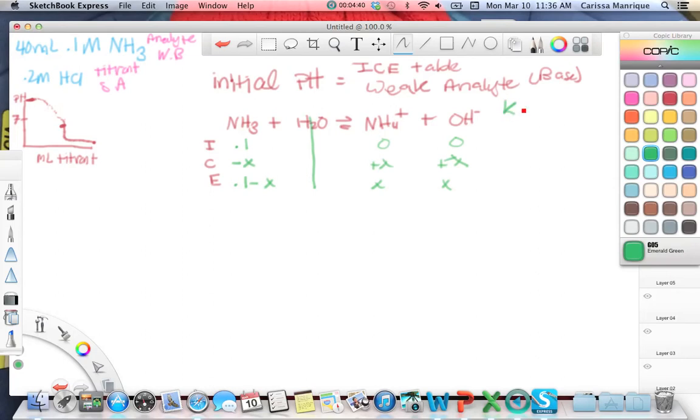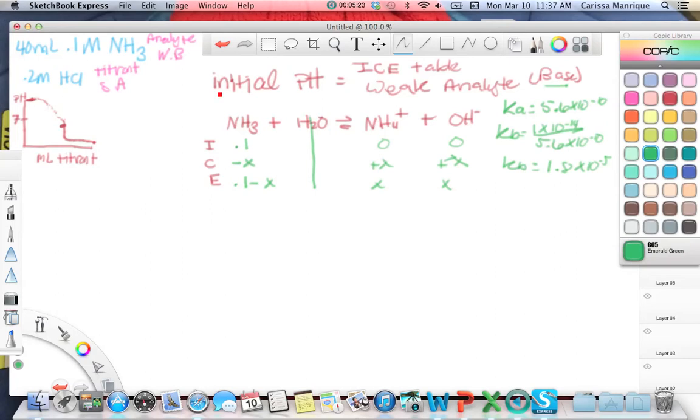And let me give you the Ka equals 5.6 times 10 to the negative 10. Now let's look at this. Since this is a weak base, we don't want a Ka, we want a Kb. So our Kb, we just do 1 times 10 to the negative 14 divided by our Ka, which is 5.6 times 10 to the negative 10. So our Kb equals 1.8 times 10 to the negative 5. Now again, how did I know to use a Kb versus a Ka? That's because initially our analyte is a weak base.